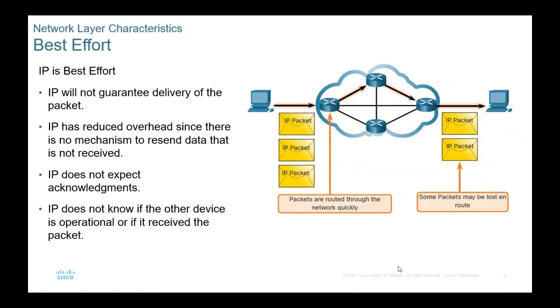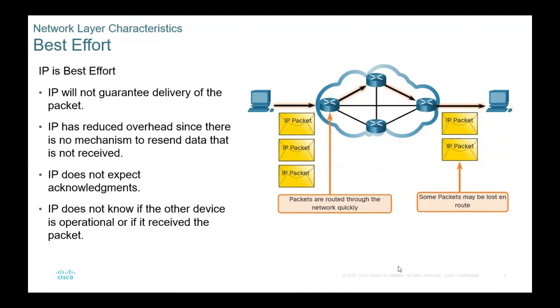So best effort will not guarantee the delivery of the packet. IP has reduced overhead since there is no mechanism for resending data that it has not received. IP does not expect any acknowledgements. So if I send something and I want to check if you received it, I'll always go, did you get it?